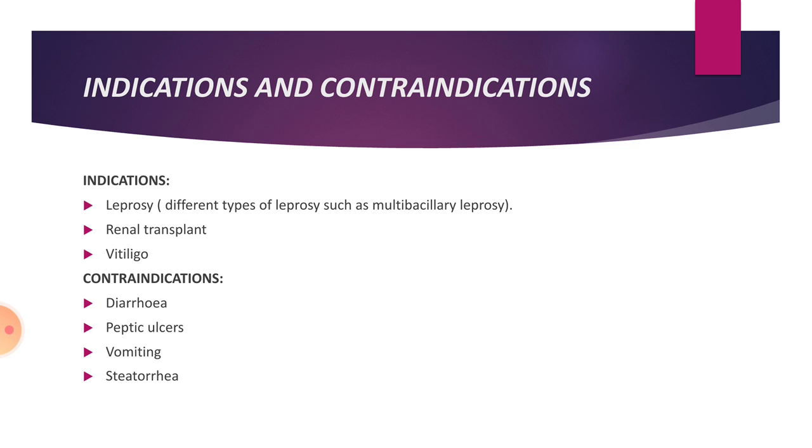The contraindications are diarrhea, peptic ulcer, vomiting, and steatorrhea. Steatorrhea is the presence of excessive fat in feces. Stool may become bulky and difficult to flush, have a pale and oily appearance, and can be especially foul smelling.